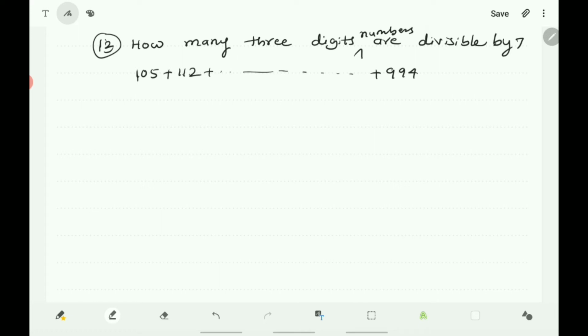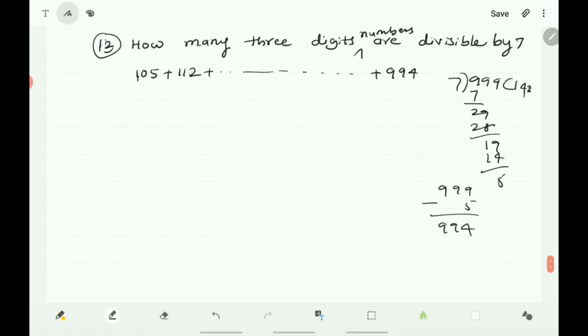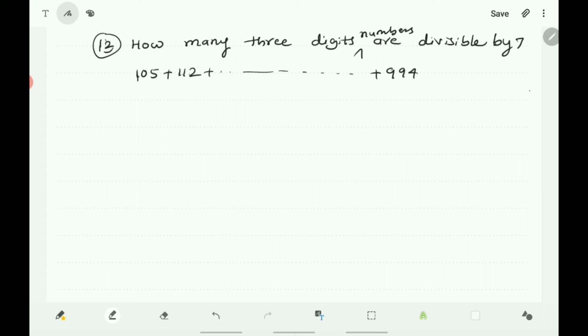You know that the last three-digit number is 999. If you divide 999 by 7, you will get the remainder 5. Here 999 divided by 7: 7 ones are 7, 7 fours are 28, then 7 twos are 14. The remainder is 5. So 999 minus 5 is 994, which is the last three-digit number divisible by 7.